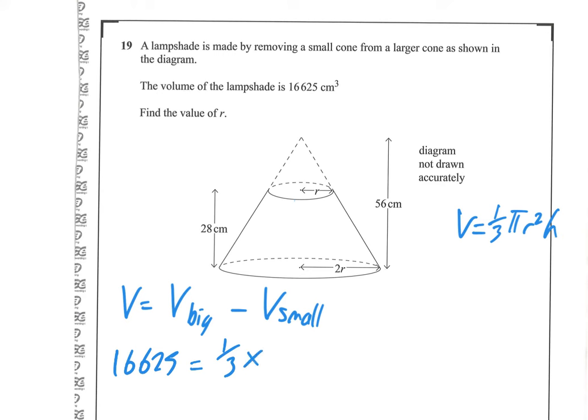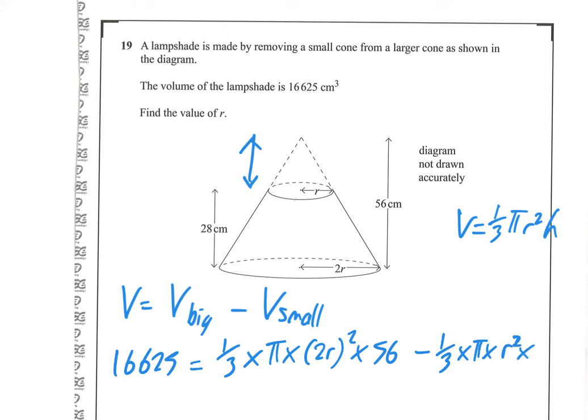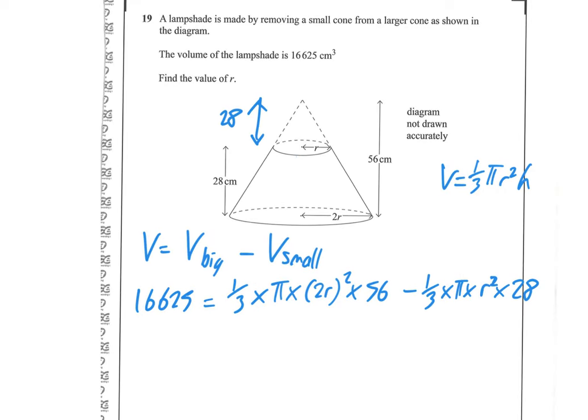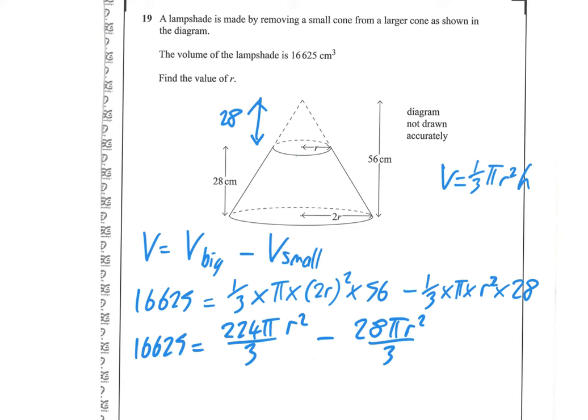So it's a third times pi times my r, which is 2r squared, times my h, and the height of the big cone is 56. Volume of the small is a third times pi times r squared times the height of the small, this dimension here would be 56 minus 28, which is actually 28 again, times 28. And then if you just tally that up, you'll get 16625 is equal to 224 pi over 3 r squared minus 28 pi r squared over 3.